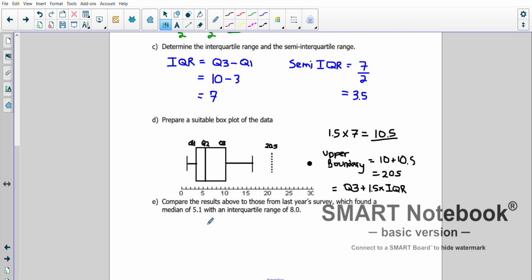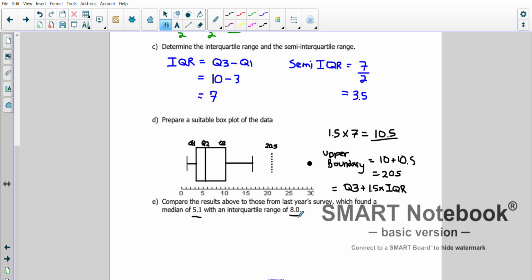Lastly here on this question, compare the results above to those from last year's, which found a median of 5.1 and an interquartile range of 8. So the interquartile range, I'll write this out later for you and put it on the completed note. We'll just talk through it right now just to save time.